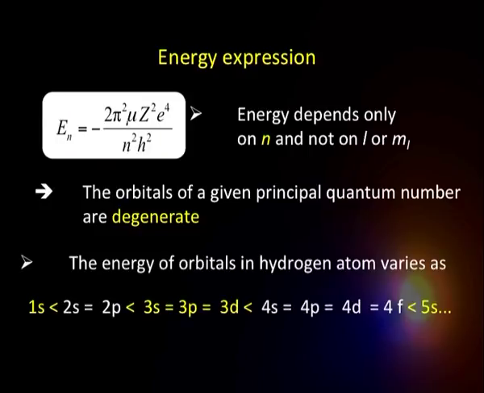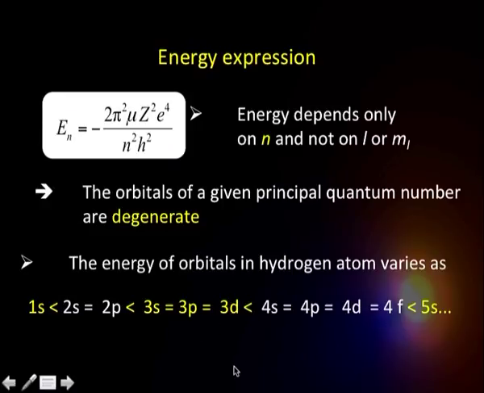If you look into a little more detail, the energy of orbitals in the case of the hydrogen atom would be something like this. 1s will be less than 2s, which will be equal to 2p. This is for n equal to 1, these two are for n equal to 2, these three orbitals belong to n equal to 3, and these are for n equal to 4 and so on and so forth. That means within a principal quantum number, all orbitals will have the same energy.